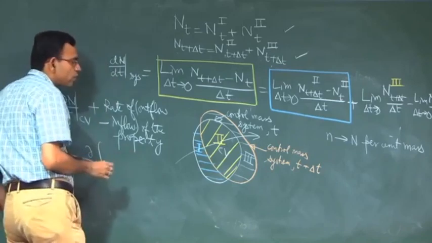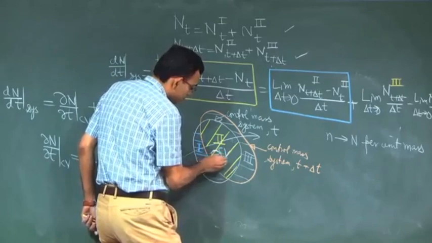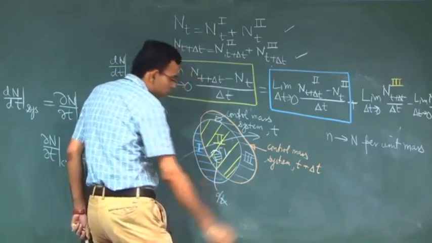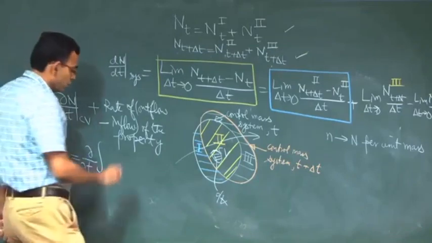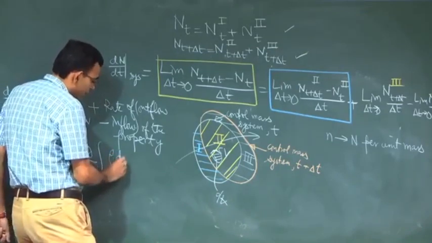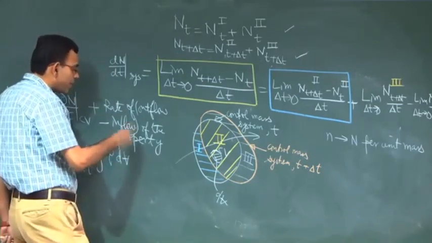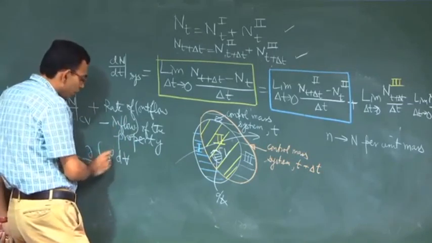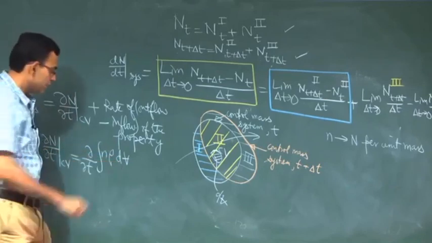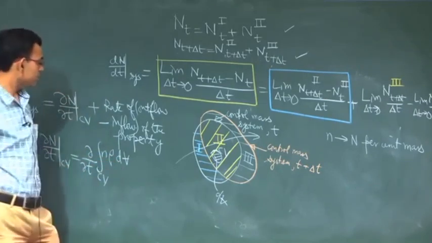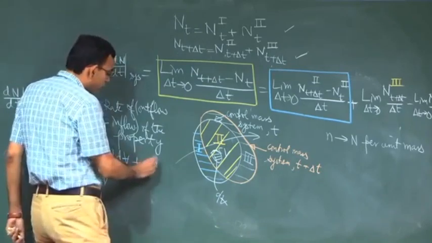Let us take a small volume element within the control volume, dV. So, what is the mass of the volume element? Rho into dV. What is the total property? Capital N. Small n is the property per unit mass. So, small n into rho into dV integrated over the control volume. So, that is the second term, plus rate of outflow minus inflow.